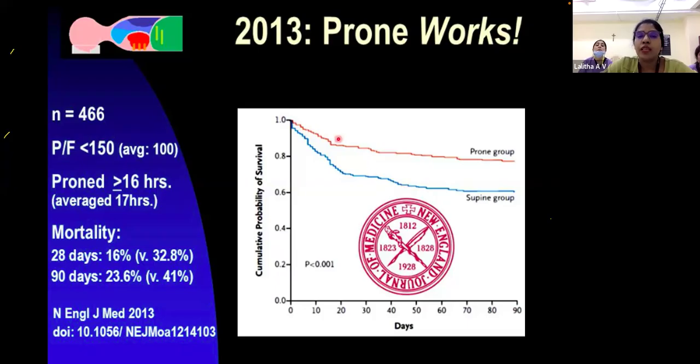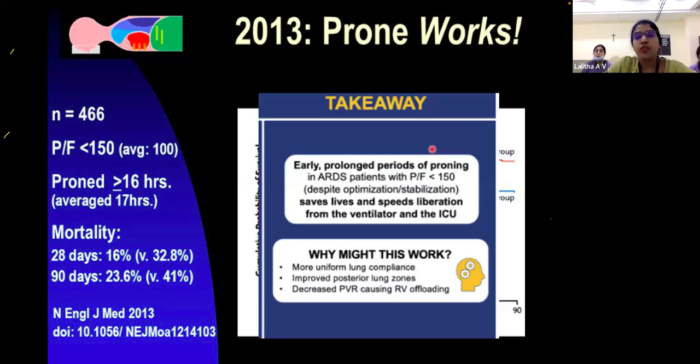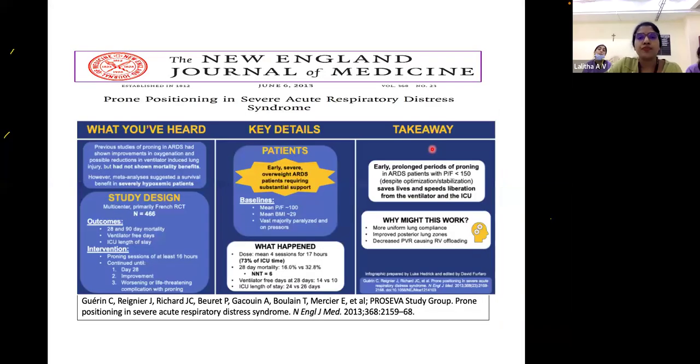As you can see, the mortality in the prone position was very much less. It's almost 16% versus 32%. There was better survival in the prone group. So they concluded that early prolonged proning in ARDS with PF less than 150 can lead to more ventilation free days and reduces the mortality.